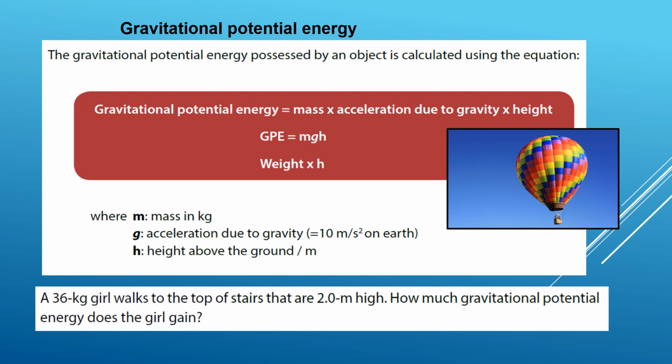Now, what would happen if the same girl walks to the top of the stairs that are 3.0 meters high? Will the gravitational potential energy be more, same, or less than the calculated value? Think about it.